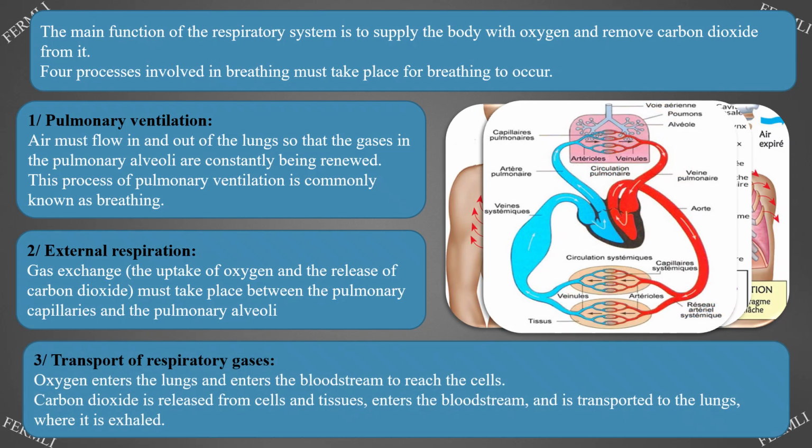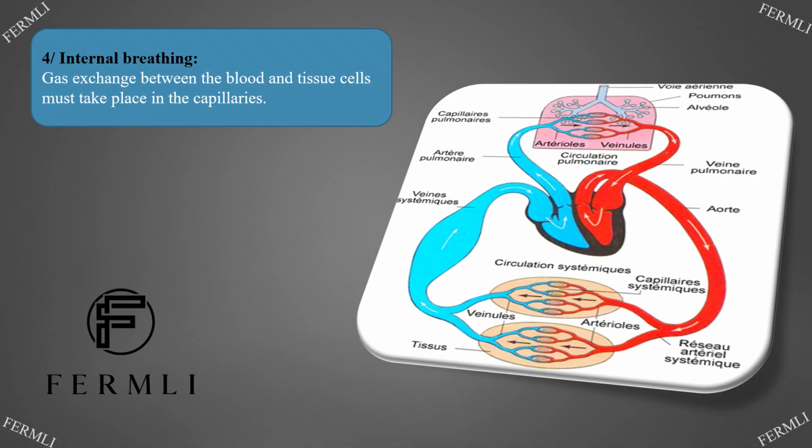3. Transport of respiratory gases. Oxygen enters the lungs and enters the bloodstream to reach the cells. Carbon dioxide is released from cells and tissues, enters the bloodstream, and is transported to the lungs, where it is exhaled. 4. Internal respiration. Gas exchange between the blood and tissue cells must take place in the capillaries.